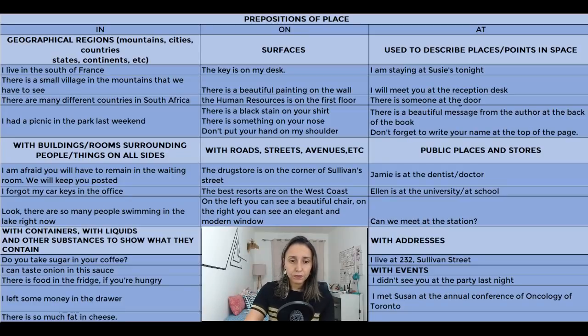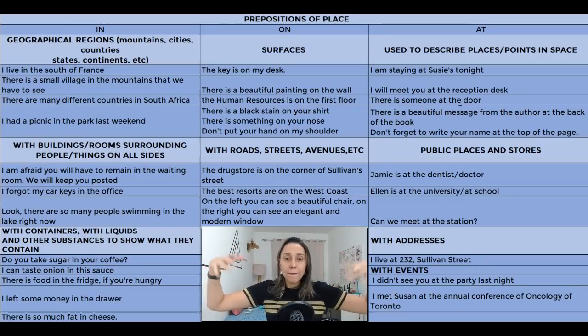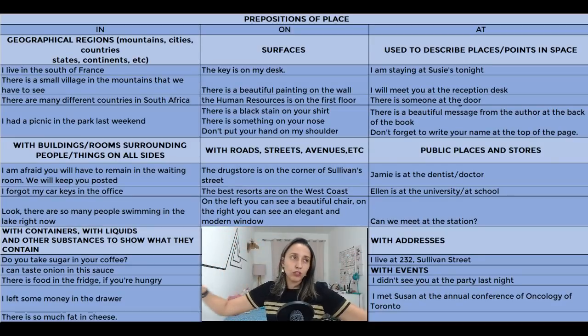Okay, now continuing with in. With buildings, rooms, but not just any building. You have to be inside, surrounded on all sides. Basically, this means that you are inside. You are surrounded by all sides. On all sides, you have walls. You are inside. If this is the idea, my friend, then you have to use in.